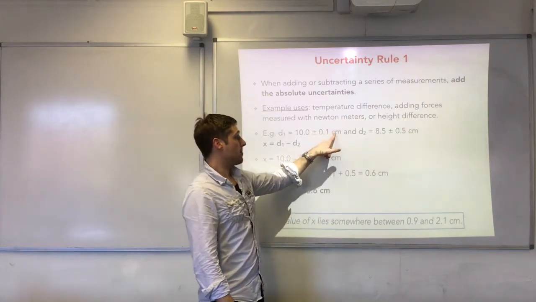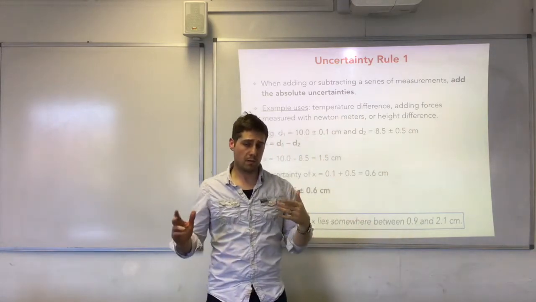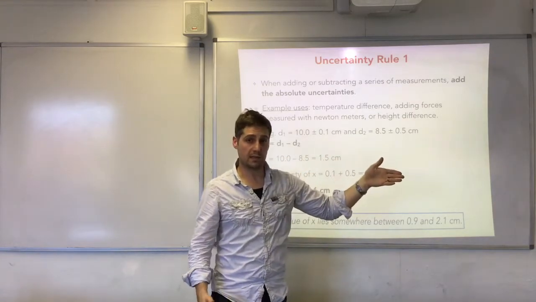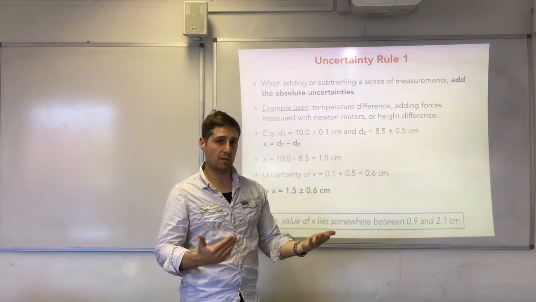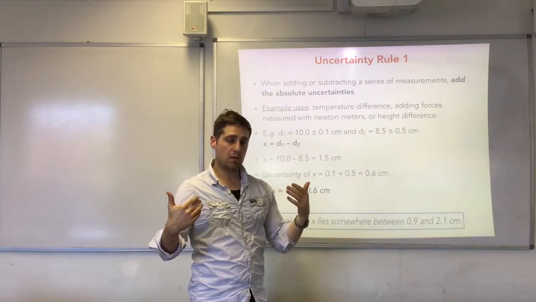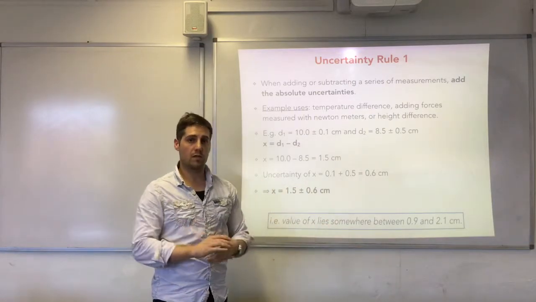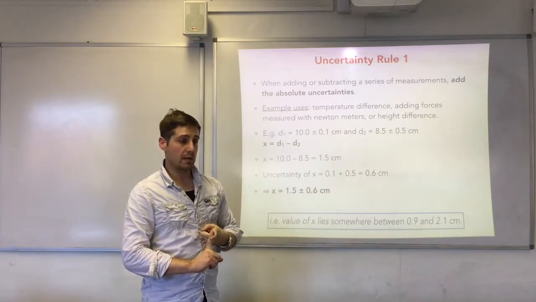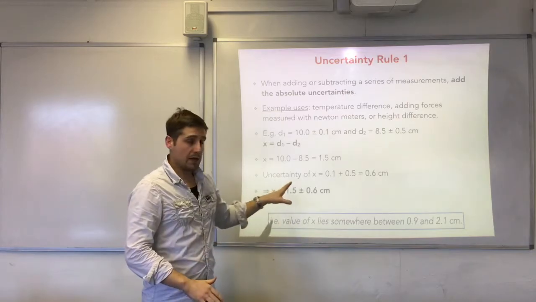Note that both of my measurements had the same unit, they're both centimetres. If one was centimetres and the other one was millimetres, then I'd have to do a conversion for one of them so that they've got consistent units, and then I can A, do the calculation, and B, do the calculation for the absolute uncertainties. So yeah, watch out for that.